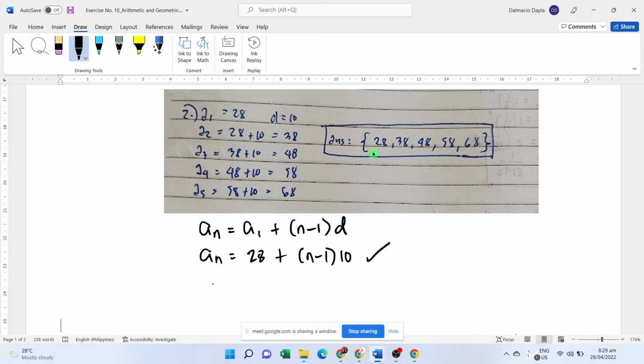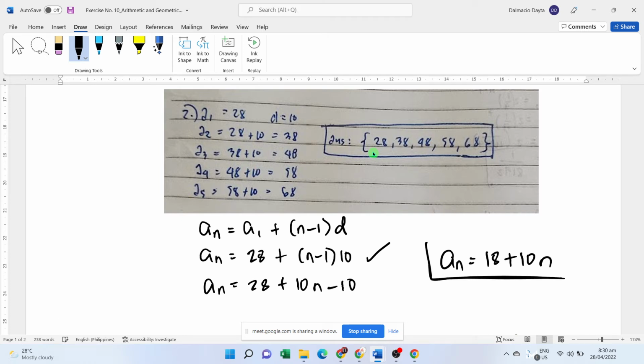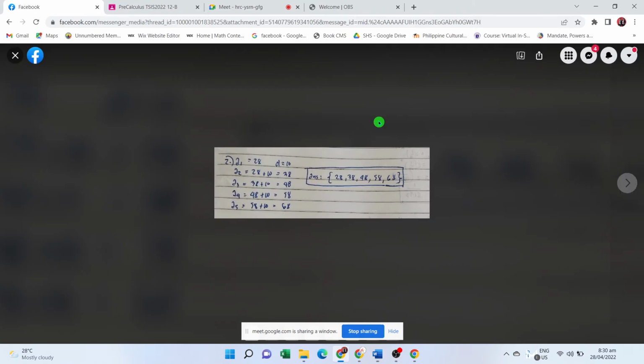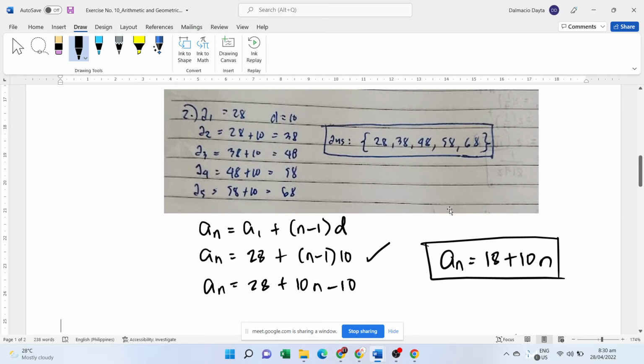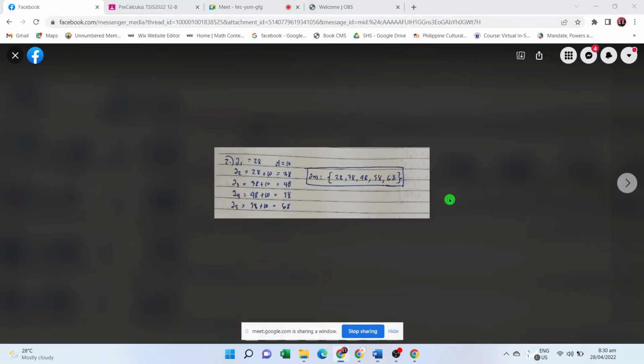So if we get the explicit formula, that is 28 plus 10 n minus 10, and that simplifies to a sub n is equal to 18, tama? 18 plus 10n. Okay? Nandun yan sa number 1 yung kanyang example. Nakuha ba? Any question, guys? Okay. Okay, thank you.